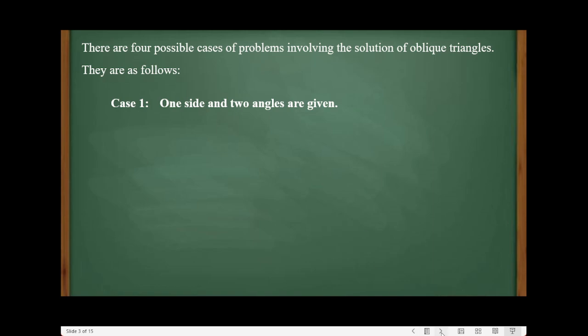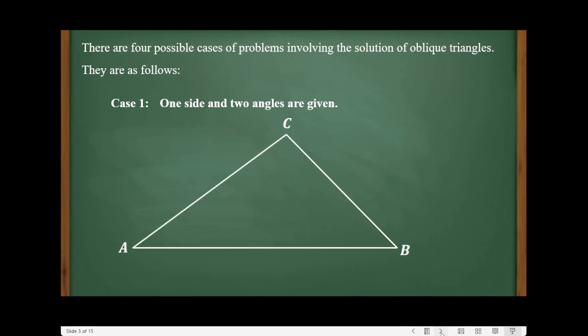If we have an oblique triangle like this, we name it triangle ABC. The vertices are A, B, and C. Therefore, we have angles A, B, and C, and we have the 3 sides: segment AB, segment BC, and segment AC.